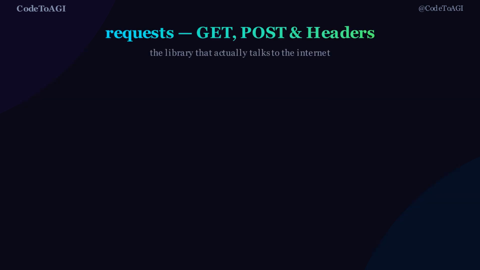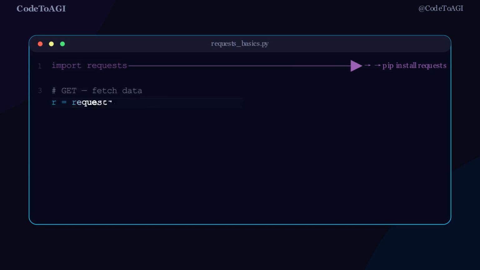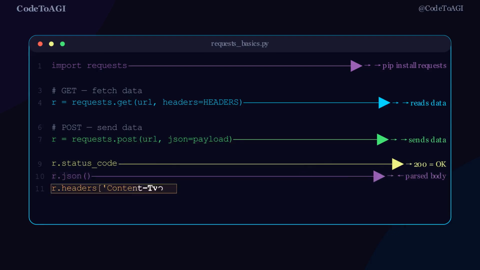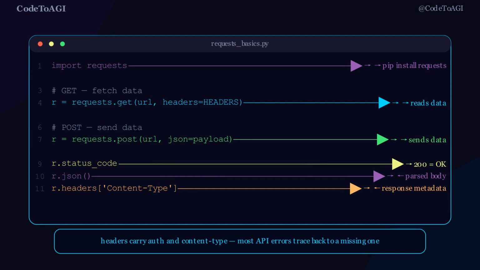The requests library is how Python talks to the internet. pip install requests, one command, then you're ready. requests.get fetches data from a URL. Pass headers for authentication and content type. requests.post sends data up to the server. Pass json equals payload and it handles the encoding for you. .status_code tells you if it worked. .json() gives you the parsed response body as a dict. .headers shows metadata the server sent back. 2 methods cover 90% of all API calls.